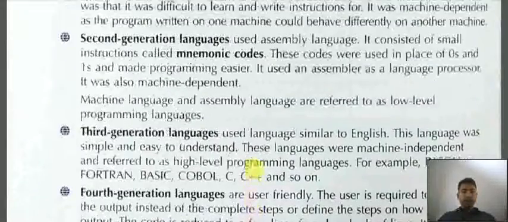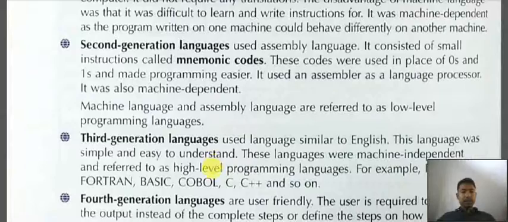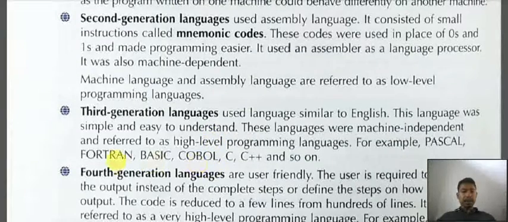The first generation uses machine language, meaning zeros and ones. The second generation language uses mnemonic codes. These codes are used in place of zeros and ones and made programming somewhat easier than the first generation language. Then the third generation languages are languages like Fortran and Basic. These languages are machine independent and referred to as high level languages. So high level language starts from the third generation.